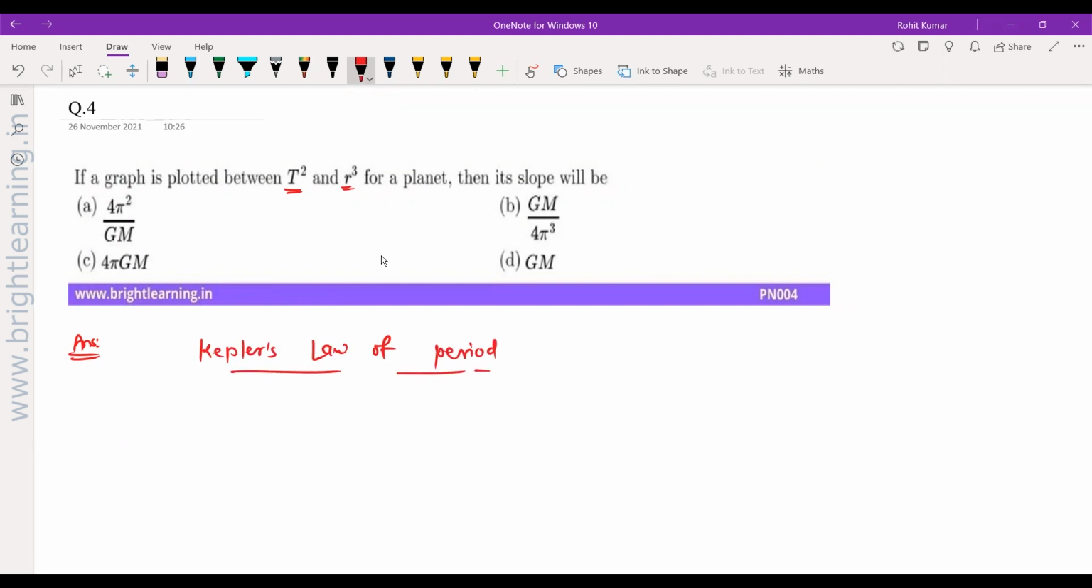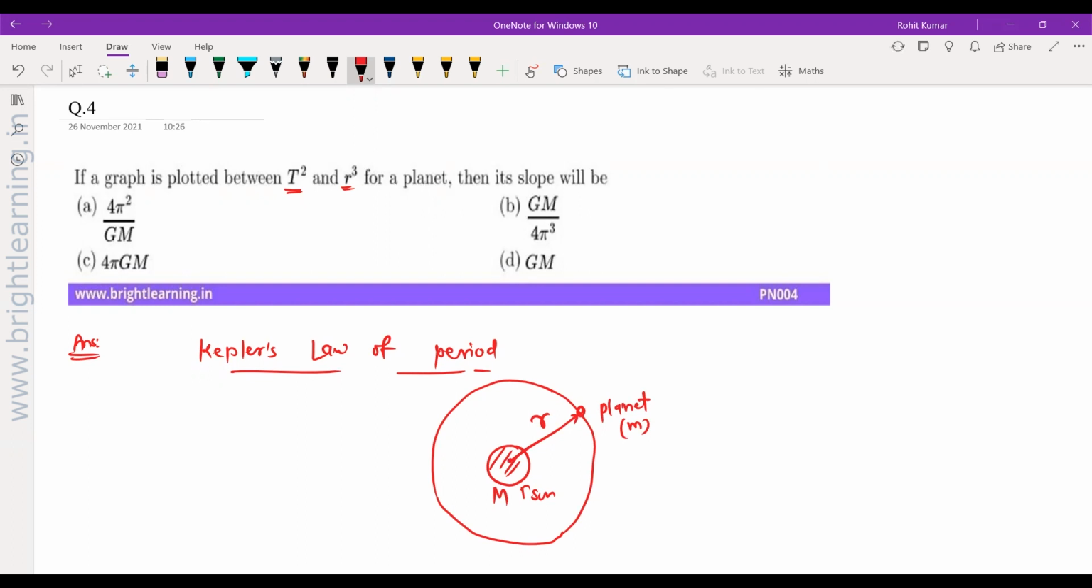What this law tells us is that suppose this is our sun and a planet is revolving around the sun in a circular path of orbital radius r. This is the planet. Suppose mass of planet is small m and mass of sun is capital M.